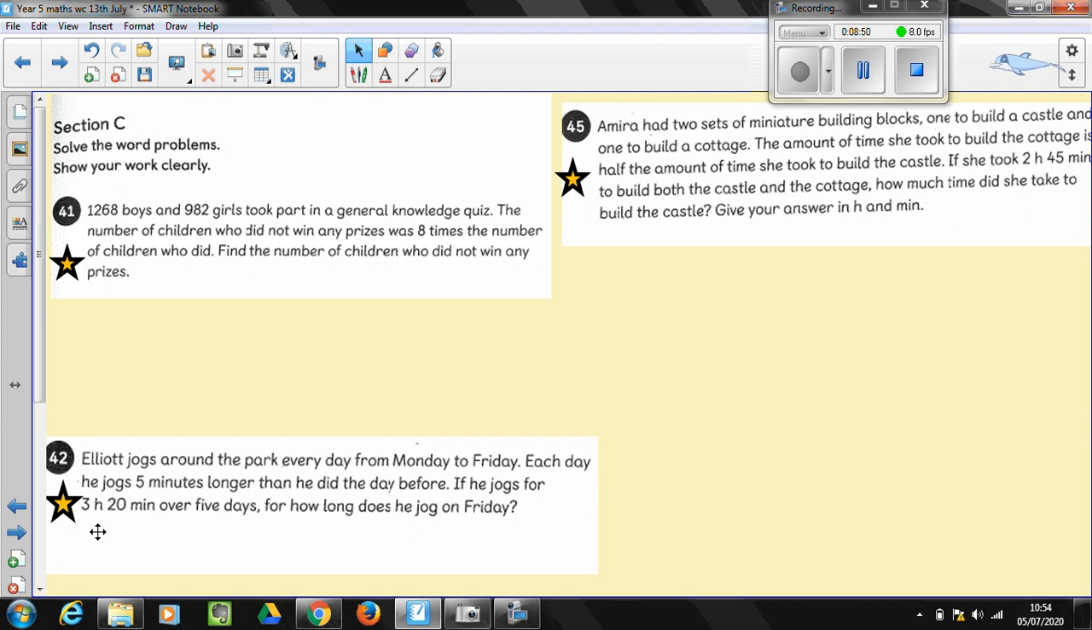For the next question, Elliot jogs around the park every day from Monday to Friday. So we need to know how many days that is. Each day he jogs 5 minutes longer than he did the day before. So each day his run gets longer. If he jogs for 3 hours and 20 minutes over the 5 days, how long does he jog for on Friday? My suggestion is you work out what it would be if they were all the same, and then think about how you can adjust for the fact his run gets longer every day of the week, totalling 3 hours and 20 minutes. Pause the video and have a go.